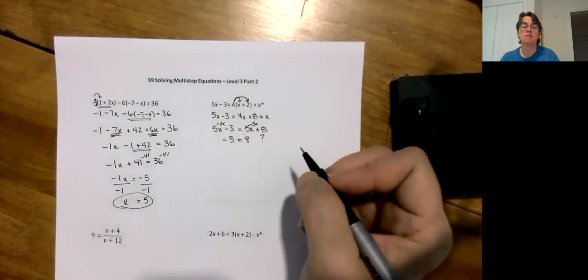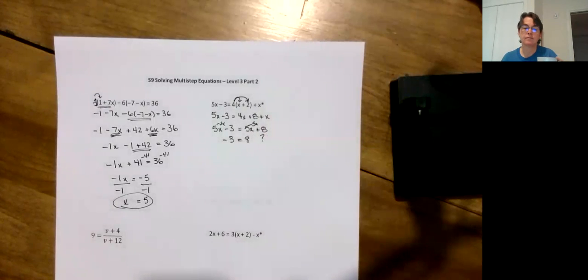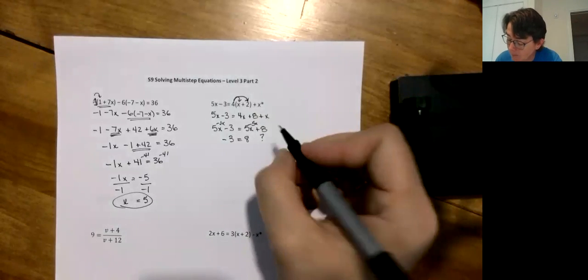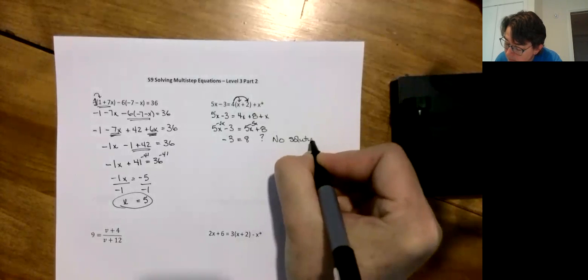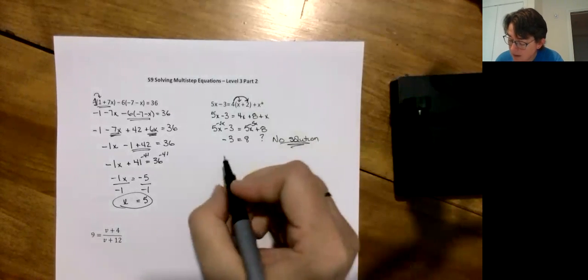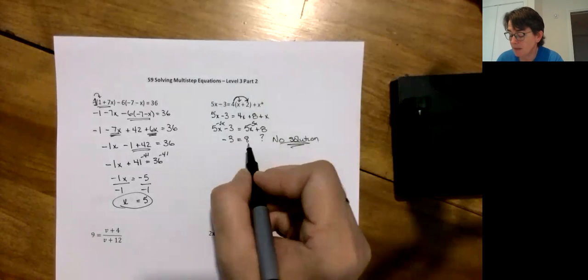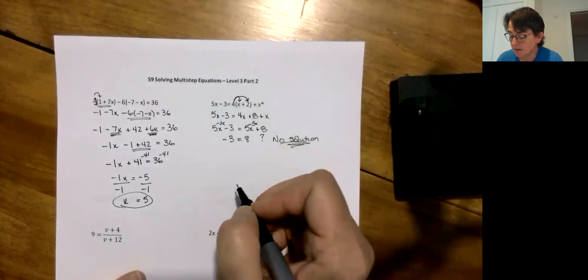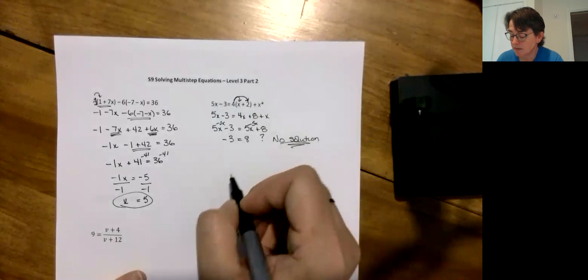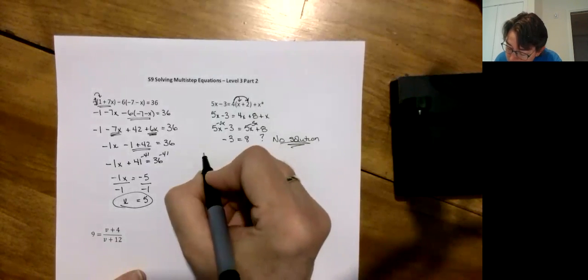My variables all disappeared. So what does that mean? I'm pretty sure that means there's no way we can make this equation work. How do I know? Well, because it just got weird at the end and my variable all disappeared. So no matter what my variable is, it's never going to work. Let me just show you.